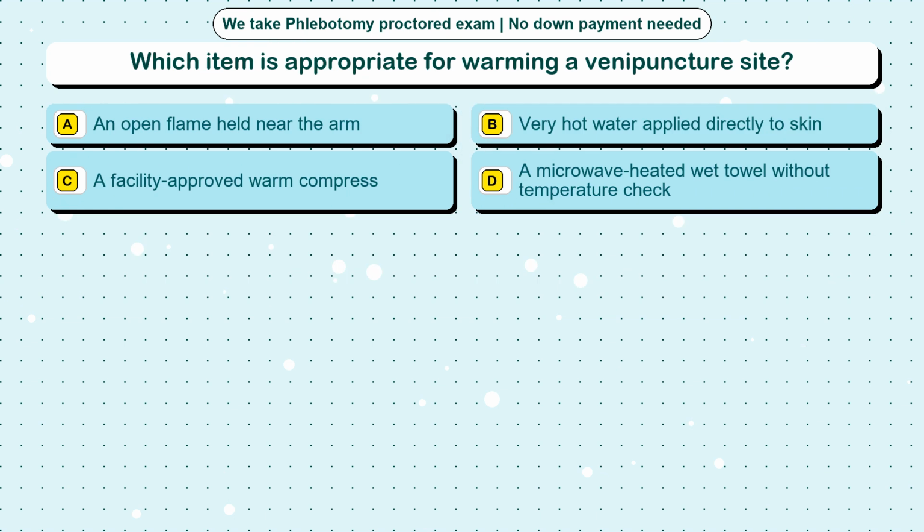Question 95. Which item is appropriate for warming a venipuncture site? Option A. An open flame held near the arm. Option B. Very hot water applied directly to skin. Option C. A facility-approved warm compress. Option D. A microwave-heated wet towel without temperature check.